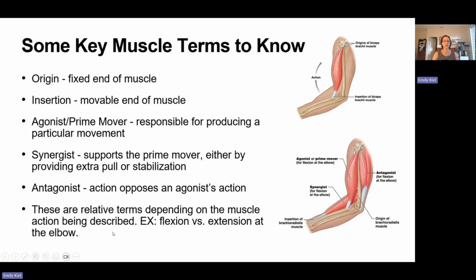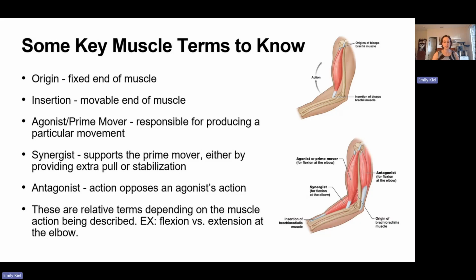Now recognize that these are relative terms depending on the type of movement you have. So when you're talking about the origin and insertion, you're going to be talking about a muscle. So the origin of whatever muscle, the insertion of whatever muscle. When we're talking about agonist, synergist, and antagonist, you're going to want to be doing an action. So it's an agonist for flexion of the elbow, and you'll have a joint involved in that. So these are all relative terms.